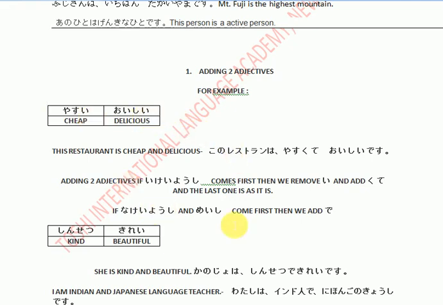Here is the rule and formula I have written. If an i adjective comes at the beginning, you have to remove the i and add kute. So, kono restaurant wa yasui. Remove i and add kute: yasukute oishii desu. This restaurant is cheap and delicious, tasty.